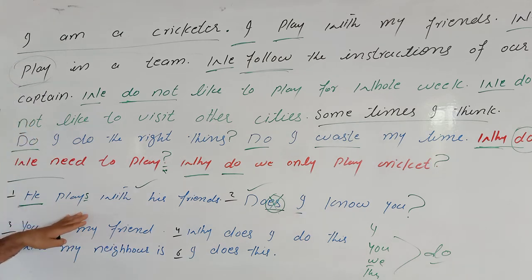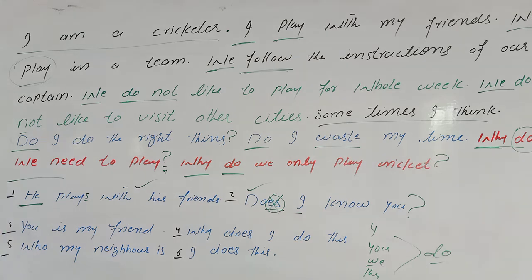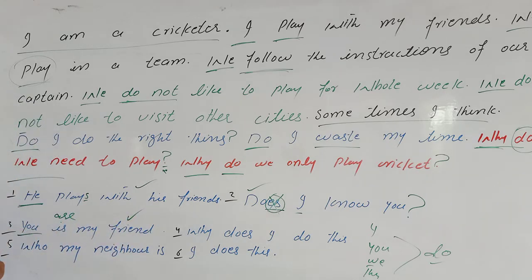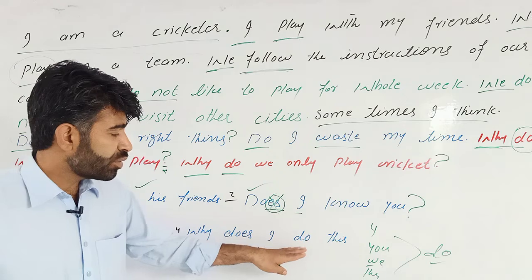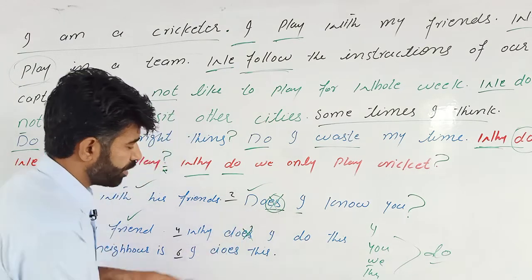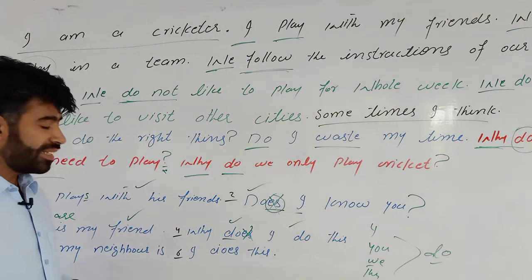And you may have such sentences in your tests, in your paper, and you will be asked to correct, to use the correct form of the verb, or helping verb as well. You is my friend. Is it correct? No, it is not. With you, we always use are. You are my friend. This is the correct sentence. Why does I do this? Once again, the same problem. Why do I do this? This do is the right helping verb to use in this sentence.